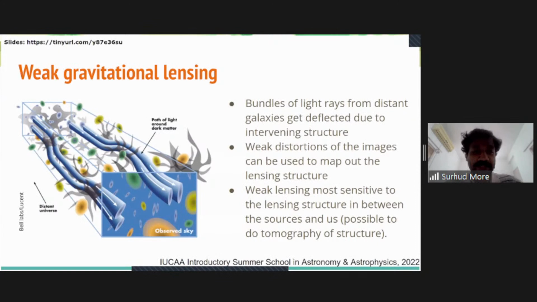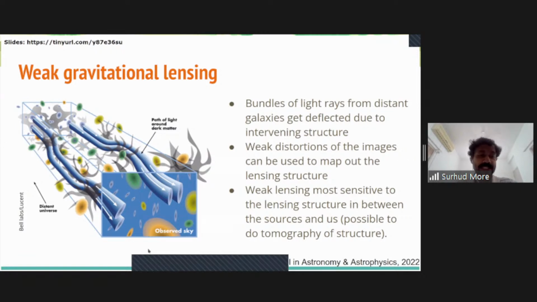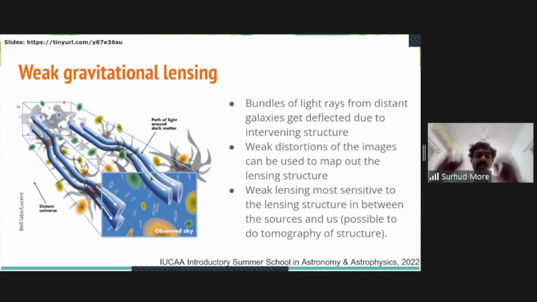So what is weak gravitational lensing? I'm showing you this cartoon picture of what weak gravitational lensing does, and then we'll get to the equations behind it. What you're seeing here are pictures of galaxies in the observed sky. These galaxies are actually located in the distant universe, like here. And this is the picture that you see eventually on the sky, because that's the projected picture that you see.